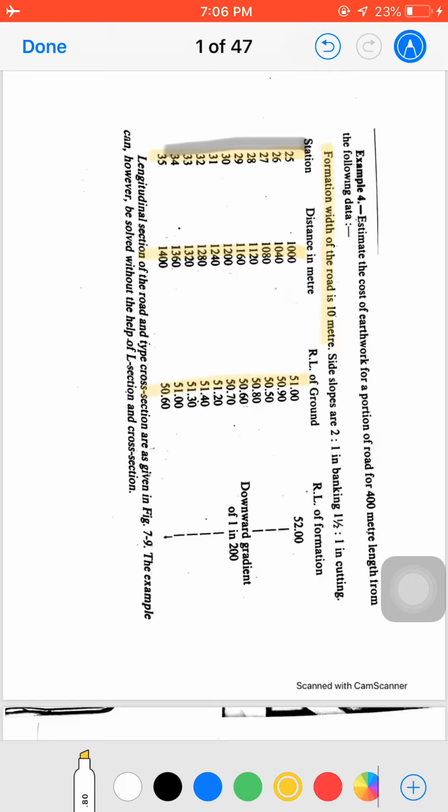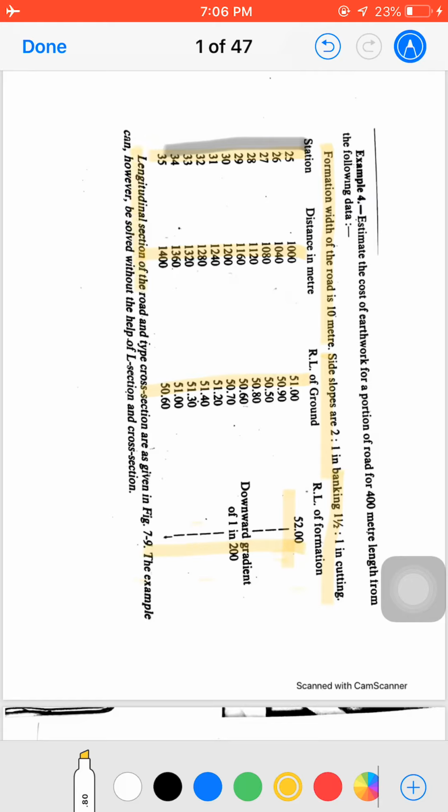So formation width of the road is 10 meters, side slope is 2:1 in banking and 1.5:1 in cutting. RL of formation for the first chainage or the station is given, that is 52, and it is in downward gradient of 1 in 200 throughout. Now the longitudinal section of the road and the type of cross section are given.